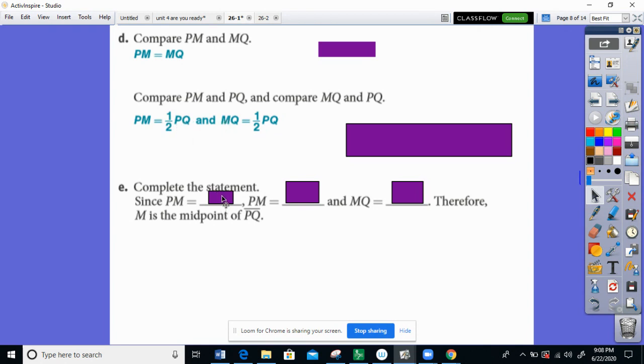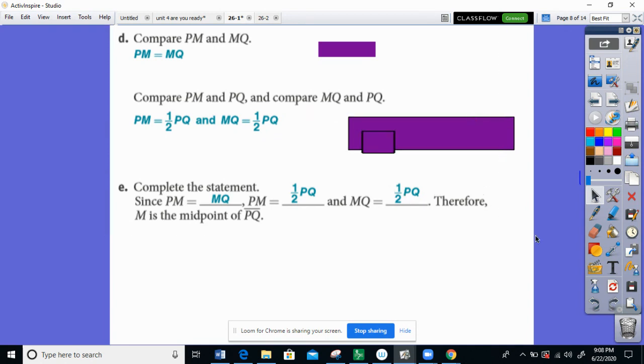So since the length of segment PM is equal to the length of segment MQ, the length of segment PM is equal to half the length of segment PQ, and the same thing for the length of segment MQ. That's how we've proven that point M is the midpoint of segment PQ. So that's how you do it. That's how you use a coordinate proof to prove that the midpoint formula is valid.